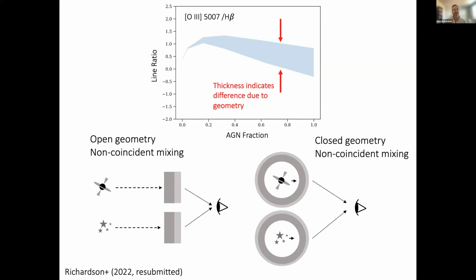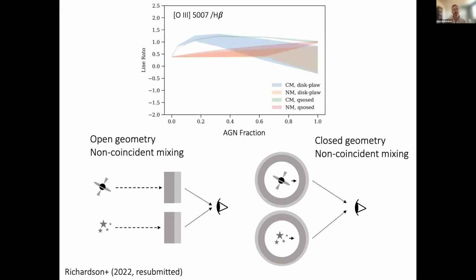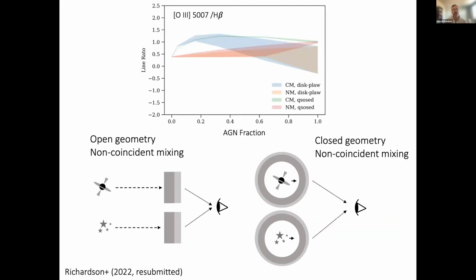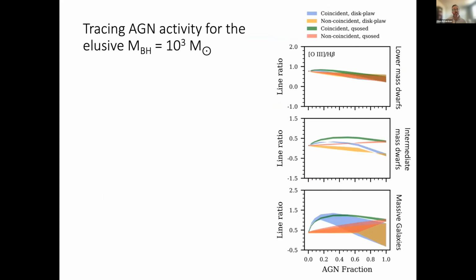We can see that this gets exacerbated even further if we add on different SED models and mixing methodologies. These are shown here in different colors. Each color shows a different mixing methodology or AGN SED model. So there's a lot of degeneracy in this line ratio that we would have to disentangle.